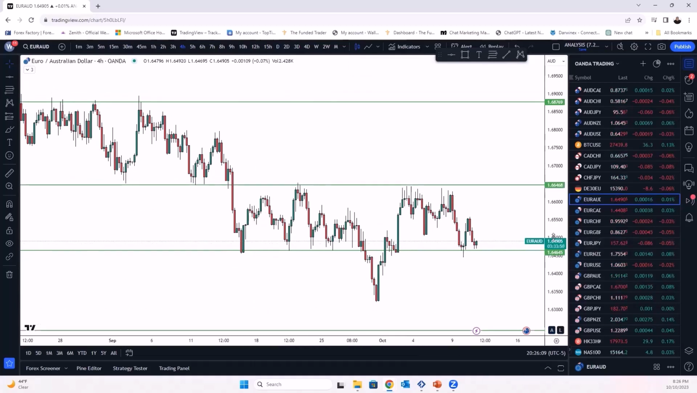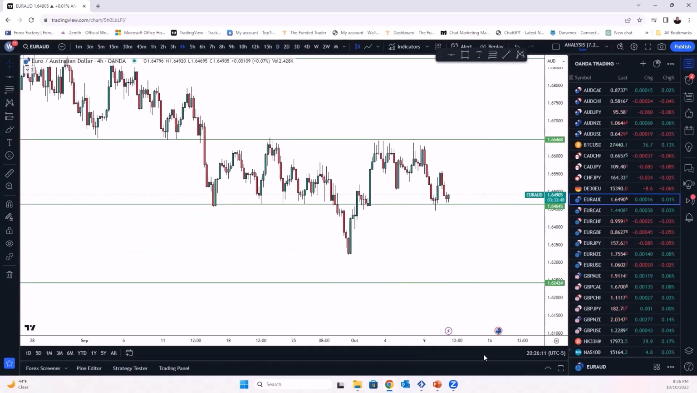And Tom, I have a quick question. Yeah. Do you typically always start at the daily and then move down for time frames when drawing support and resistance?